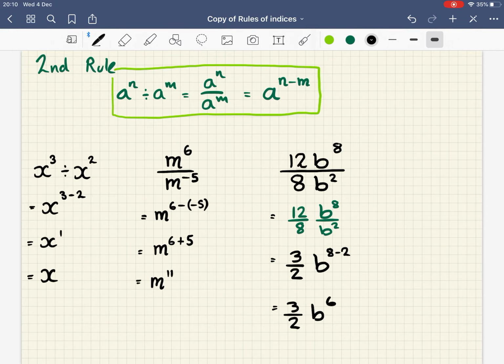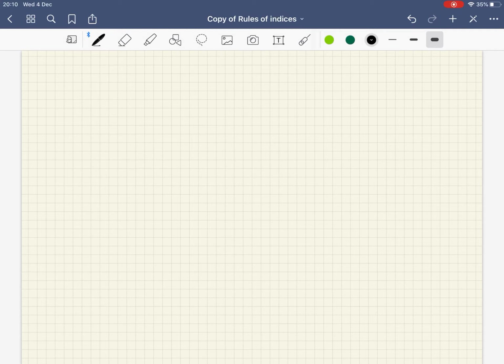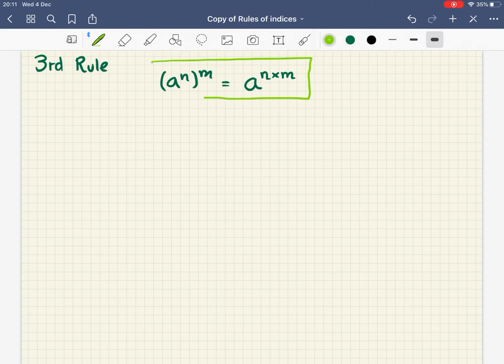Okay, so that's my second rule. My third rule then. So the third rule is when we have brackets like this, we are then going to have our powers multiplied together like that. So when I've got my brackets with a power inside and a power on the outside, then I multiply my powers together.